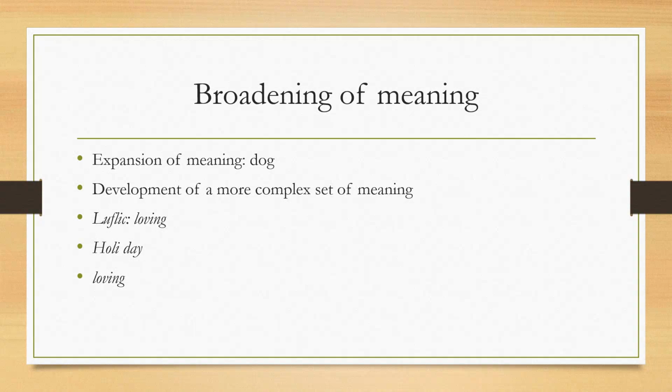Development of a more complex set of meaning also occurs in this way, and there are multiple examples. For example, holiday. What is holiday? Holiday now means any day on which people are allowed to take a day off or to not work, the days which are not meant for working, for going to the office and all, that is now known as holiday. But earlier the word holy day only referred to the days on which there was some Christian feast. So the word has expanded its meaning from particular to general.